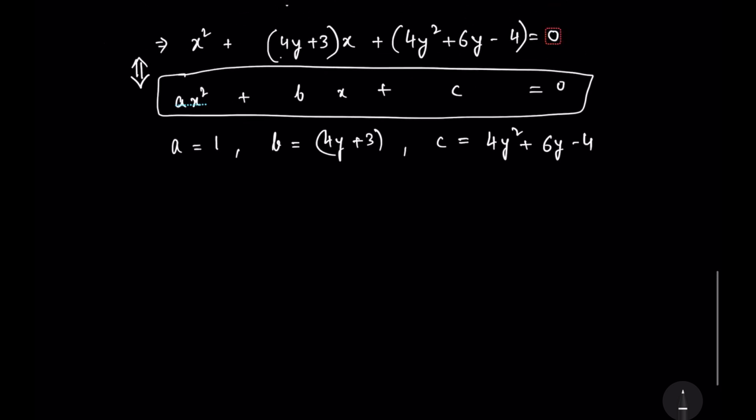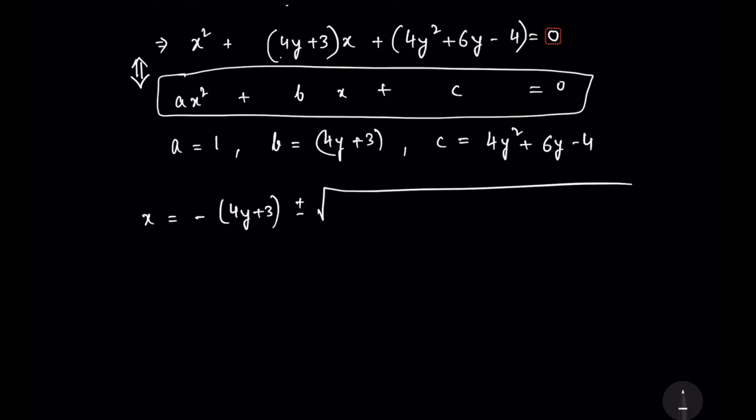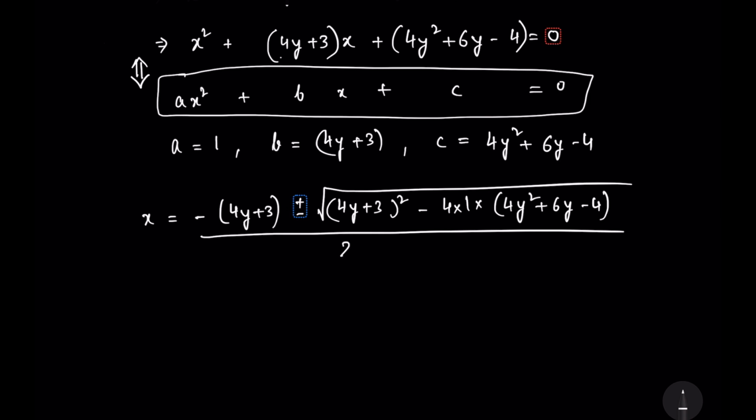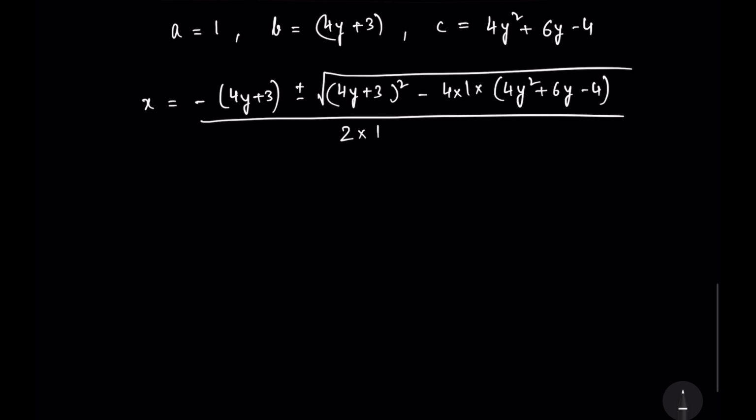So what is the value of x? x is equal to minus b, so minus 4y plus 3, plus minus root over b square, that is 4y plus 3 whole square, minus 4 into a is 1 into c is how much? 4y square plus 6y minus 4. Correct till here? Divided by 2 into a, that is 2 into 1. I think till here it's clear to you all.